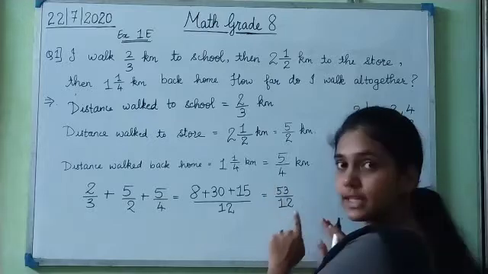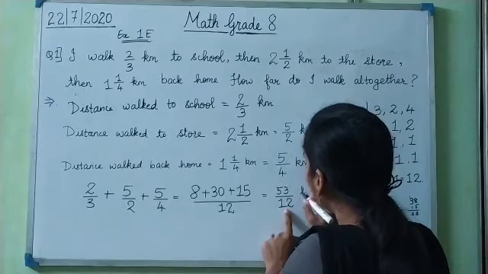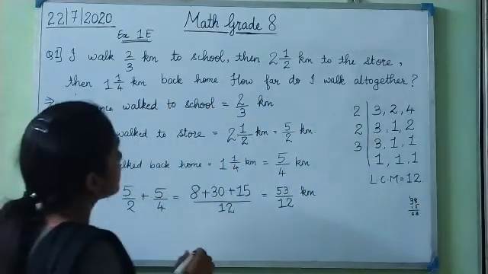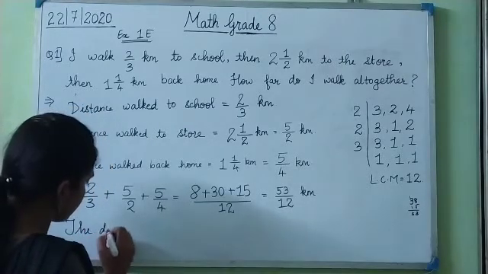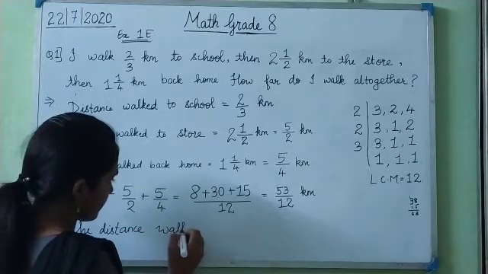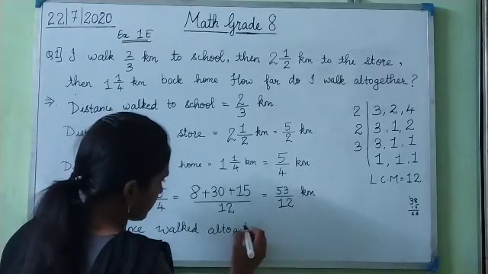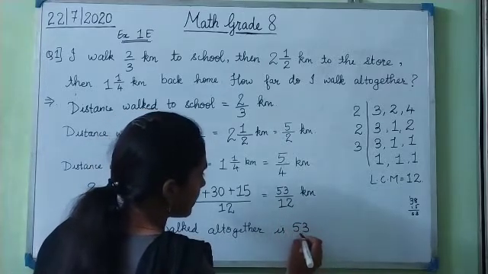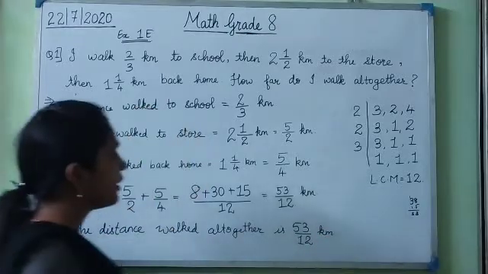So this much distance he has walked all together. So this is 53 by 12 kilometers. So the answer, finally, I write: the distance walked all together is 53 by 12 kilometers. Okay, so this is the answer.